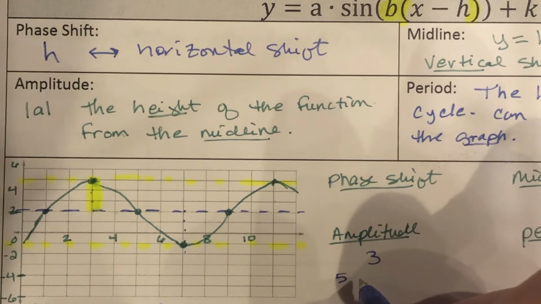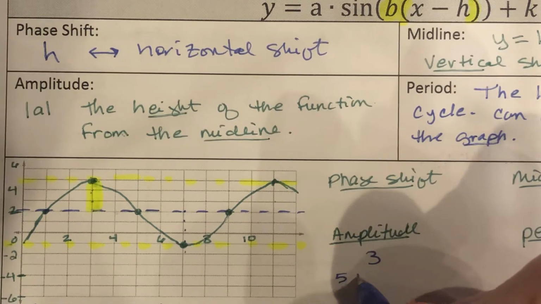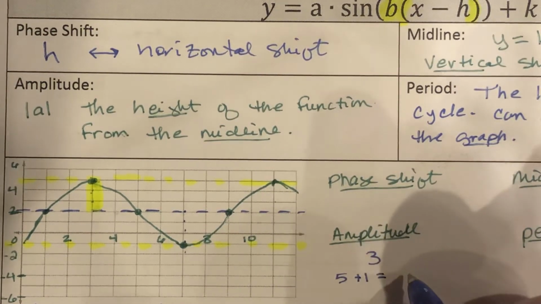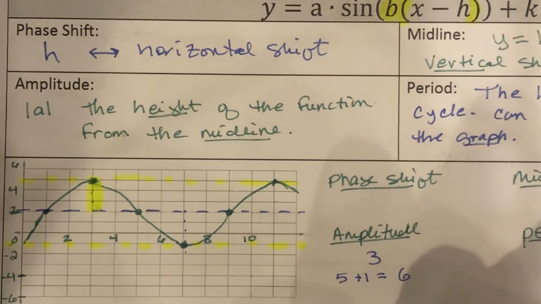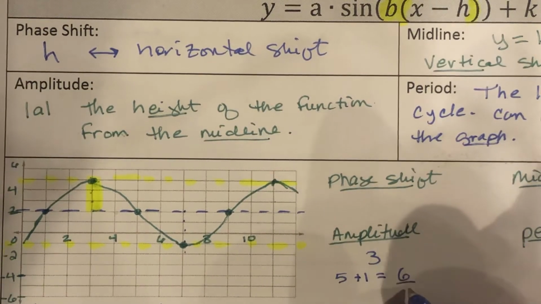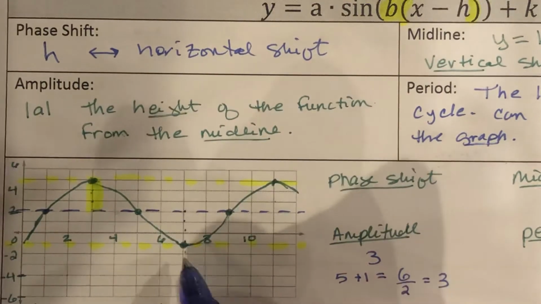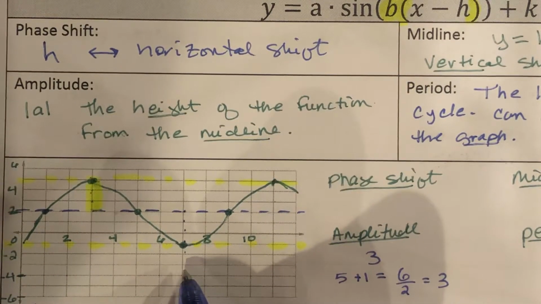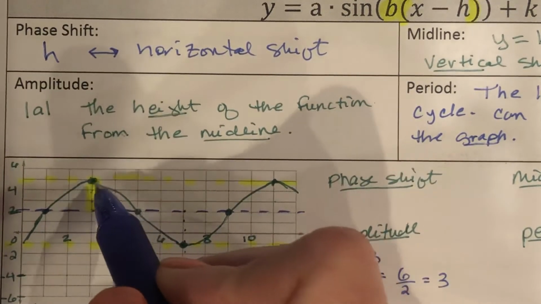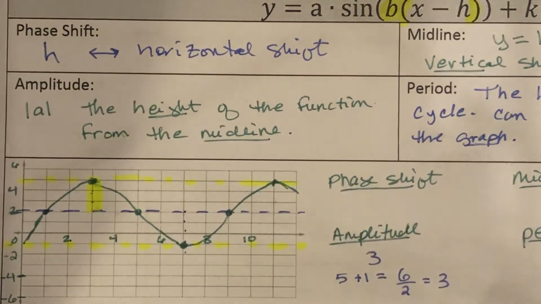So you're going to go 5 all the way down to -1, so it's really like +1, and that's going to give you a distance of 6. You know that's been cut in half, so that's going to be 3. And again, we subtracted -1 or added 1 because we're going from here down to here.